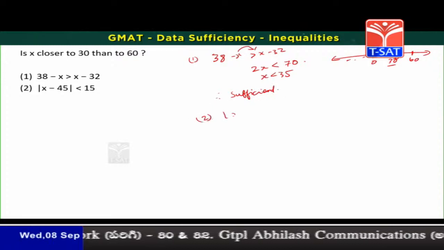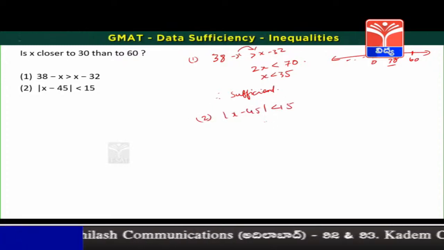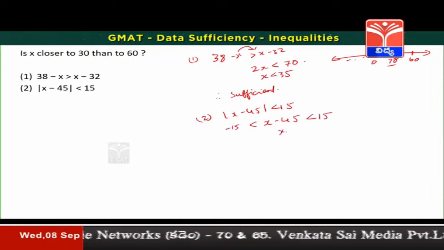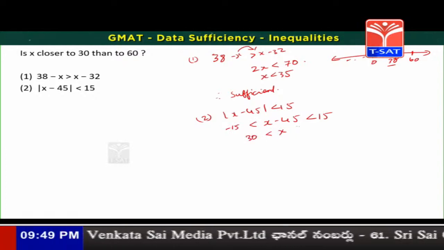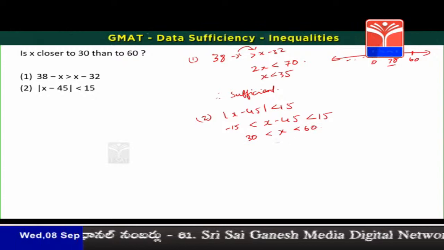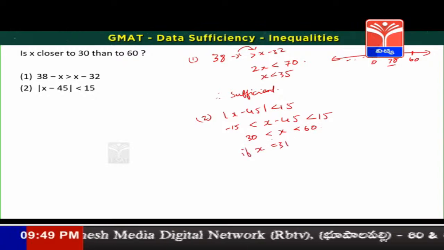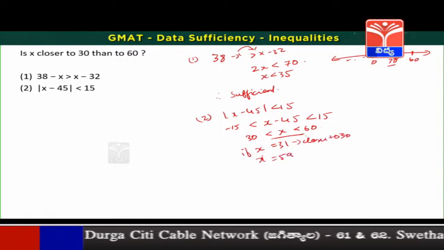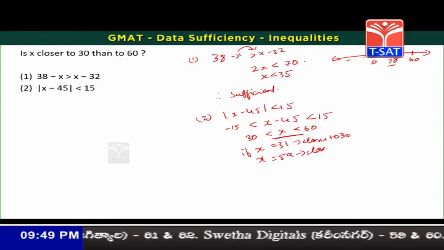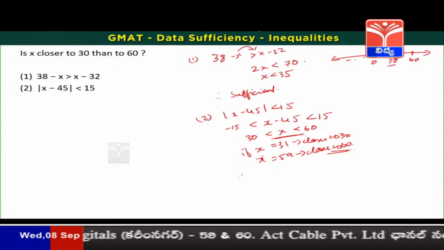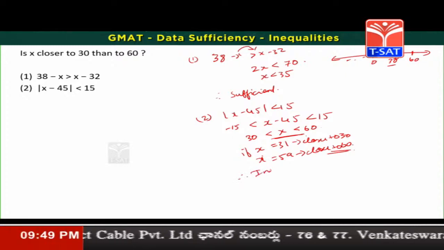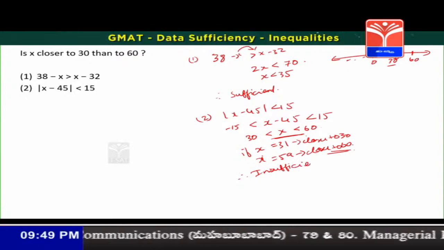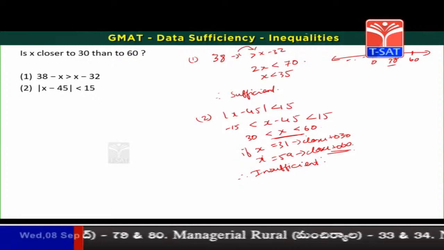Now, the second option is mod of x minus 45 is less than 15. This is possible when x minus 45 is less than 15 but greater than minus 15. Adding 45 on all three sides, you have x greater than 30 and less than 60. So if x equals 31, it lies in this region, but it is closer to 30. But if x equals 59, that also lies in this region, but it is closer to 60. Therefore, you cannot definitely say whether it is closer to 30 or closer to 60. This statement alone is insufficient to answer the question.